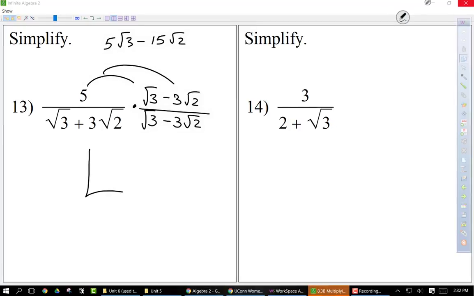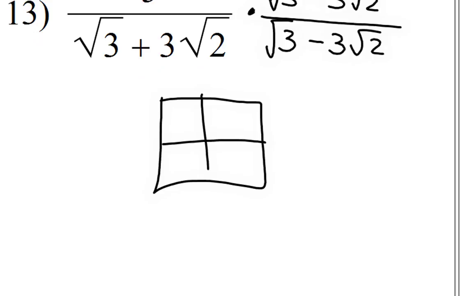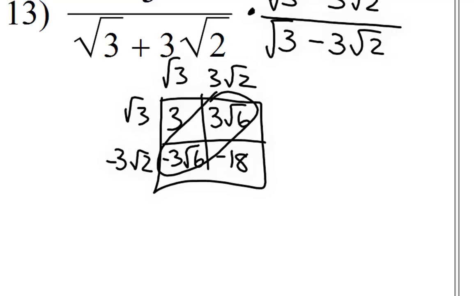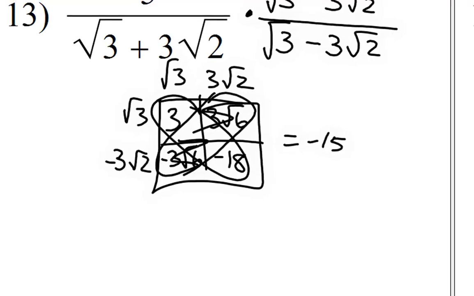Now let's do the bottom. You can very well do the box. So root 3 times root 3 is 3. Root 3 times negative 3 root 2 becomes a negative 3 root 6. The other one becomes a 3 root 6. And then the last box becomes negative 9 times 2, which is negative 18. How do we do that? Because I did the conjugate, remember the middle terms cancel. They're not there anymore. So 3 minus 18 is negative 15. So my denominator is negative 15.